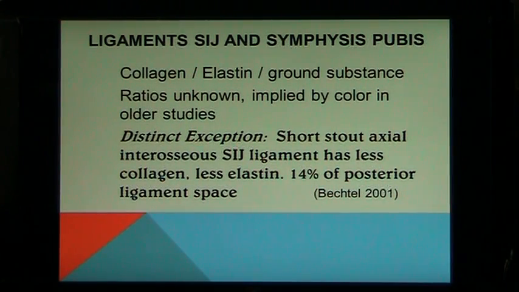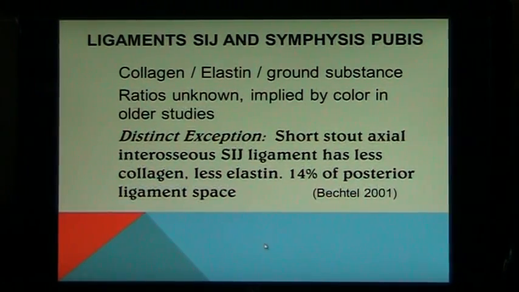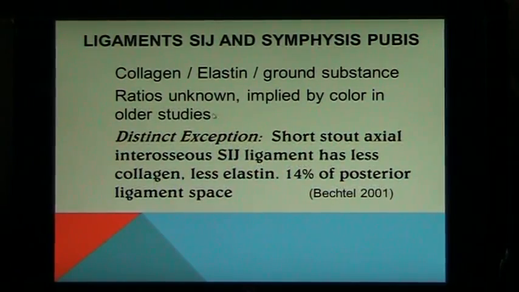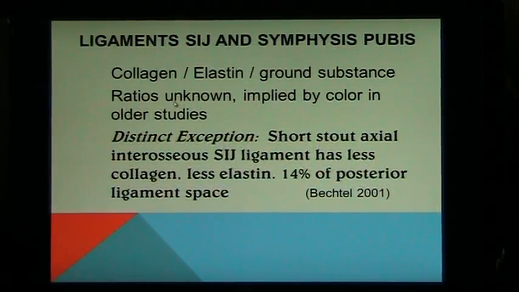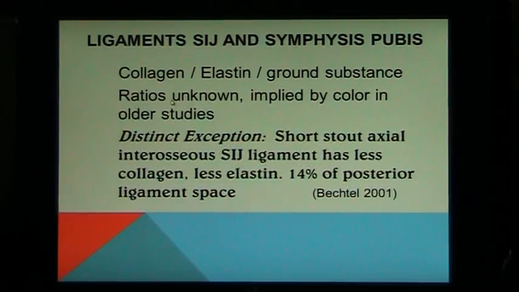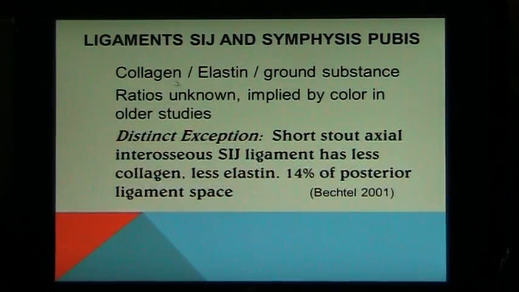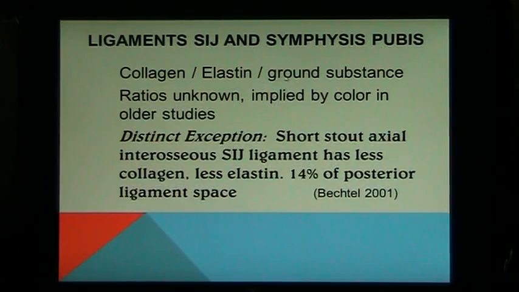So if we talk about the ligaments in the SI joint and symphysis pubis, they have certain properties. These are the constituent substances that make up a ligament: collagen, elastin, ground substance. And we don't need a lot of detail in this right now. With respect to the SI, the ratios are unknown, and same for the symphysis pubis. We don't know how much elastin there is versus how much collagen, as opposed to ground substance. And the elastin is the stretchy stuff, just like elasticity, just like the word elastic. But there's a distinct exception.